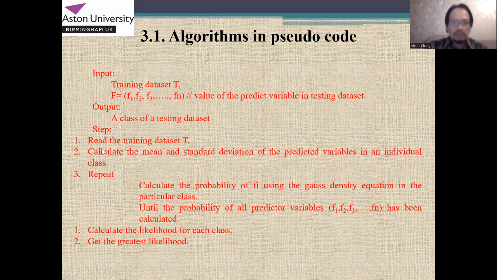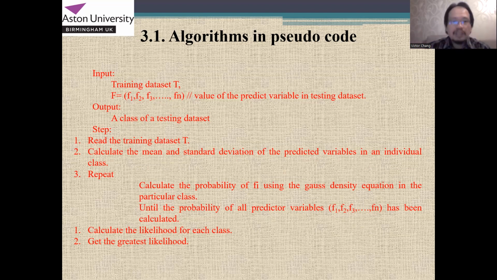So what are the steps involved? First of all, we read the training data set. Then we calculate the mean and standard deviation of the predicted variables in each individual class, because every data point means every patient, and each person can be very different from one another.